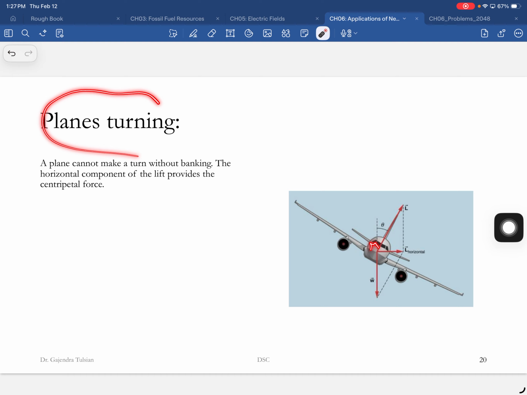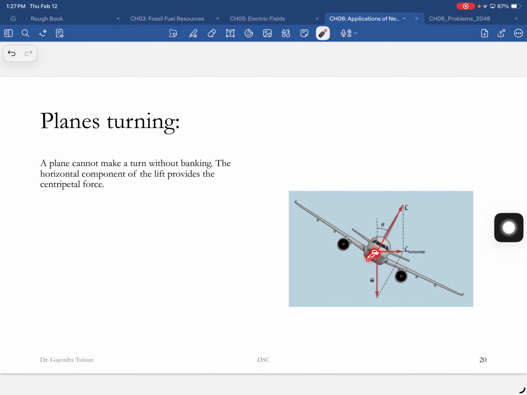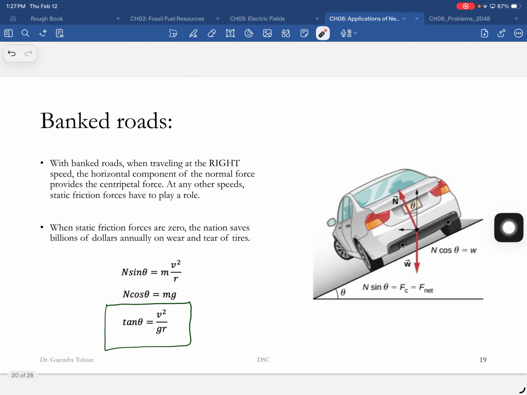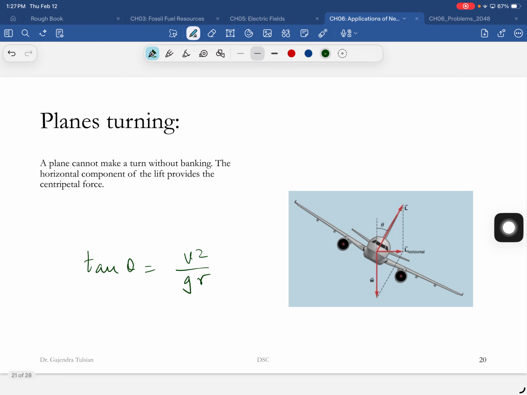Of course, planes cannot make turns unless they're banked, and again, the same thing happens. If a plane is going at a certain speed, the bank angle is related to the speed of the plane and the radius of the turn. For a plane, it has no choice of using static friction force, so it has to. If you want to make a turn of that radius and at that speed, you have to bank at that angle.